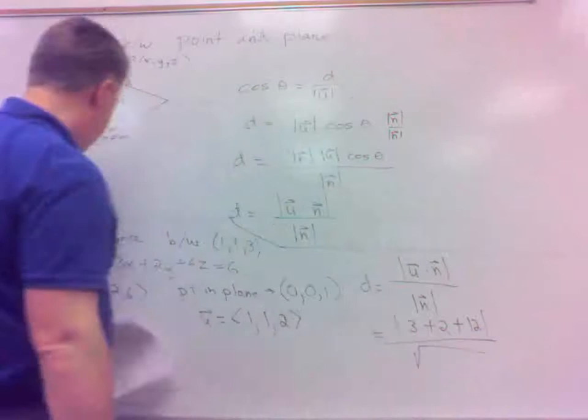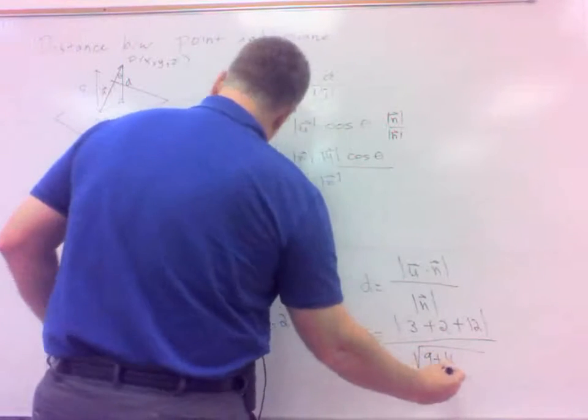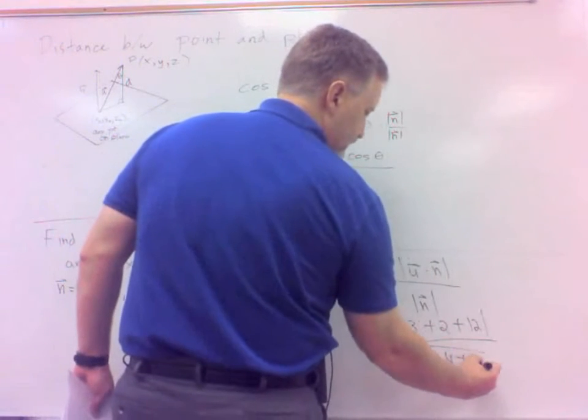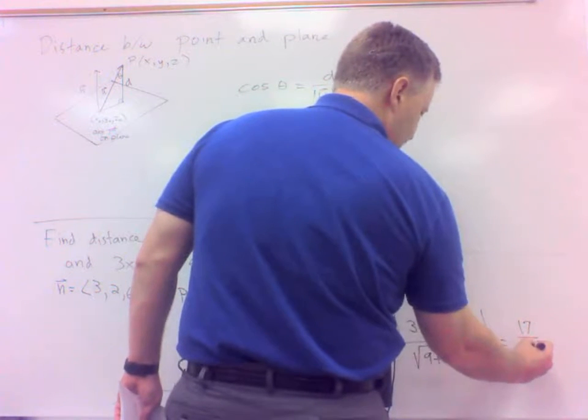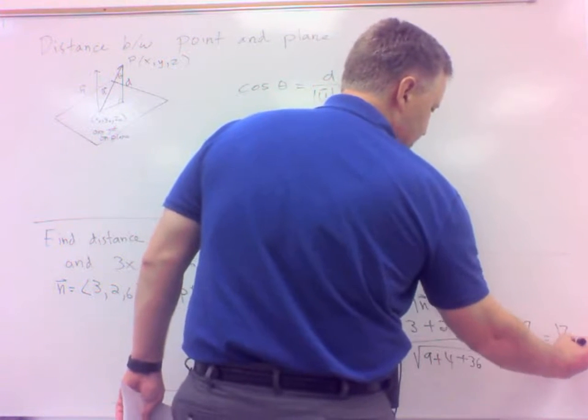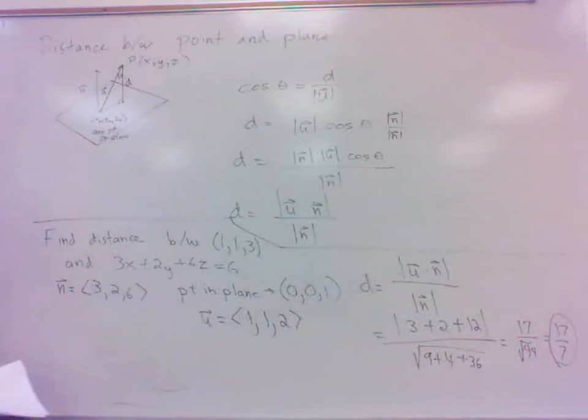What about the magnitude of n? Well, you square them, 9 plus 4 plus 36. Oh, that works out nicely, doesn't it? So that'd be 17 over square root of 49. That's 17 over 7. So that distance is 17 over 7.